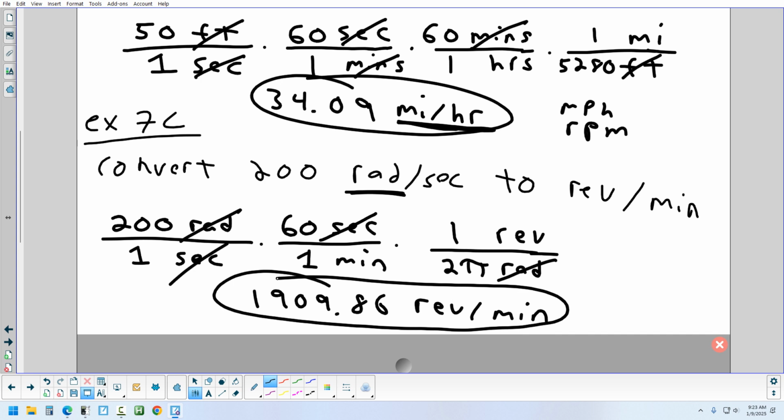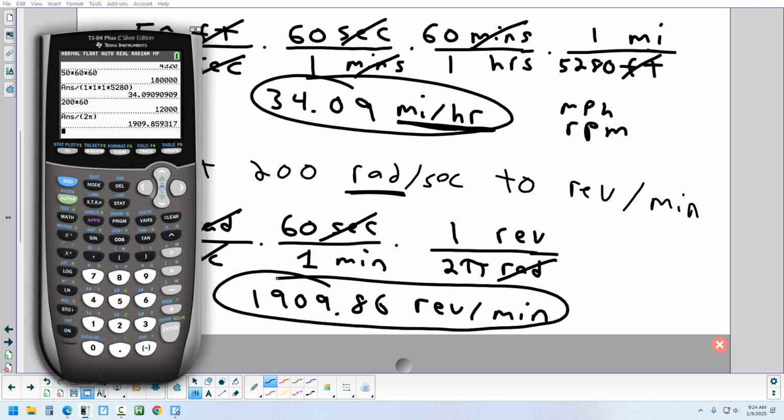If you divide that by 60, you could figure out how many times per second that is. So that object is spinning 31 times a second. It's pretty fast.